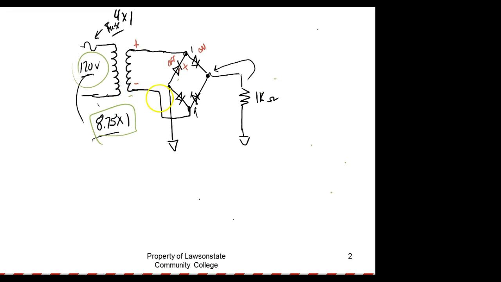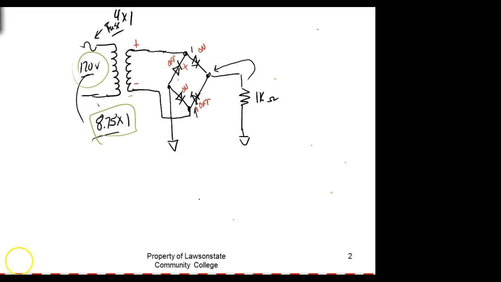Now when I come down through here and look at this one, this puts a negative on the anode, so this guy right here is going to be off. This one puts a negative on the cathode, so this guy right here is going to turn on. You see that?